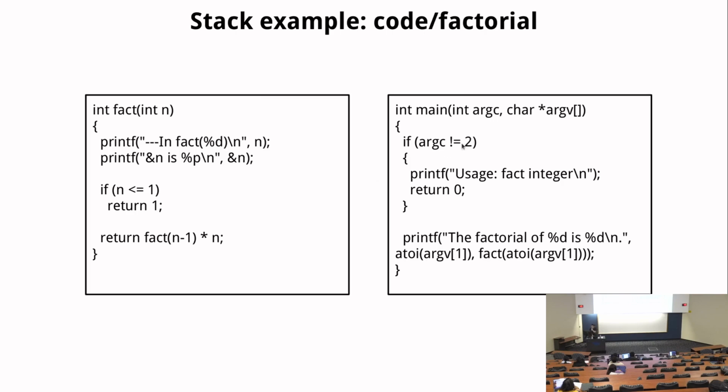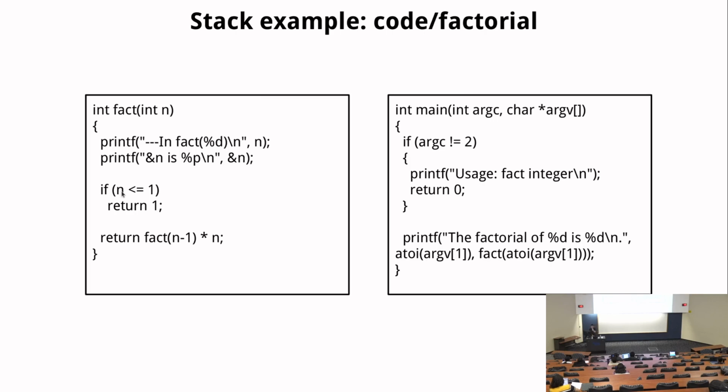The main function will first check if there are two command line arguments. If not, it will print out how to use this: fact integer. Then it will print out the string: the factorial of this number is blah blah, and the first one will be the first argument. The first argument is actually the second. Then it will call the function fact. The function fact will first print out I am in fact with which number, then print out the address of this parameter.